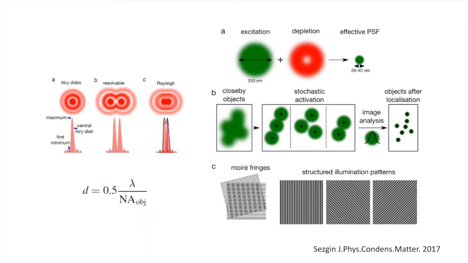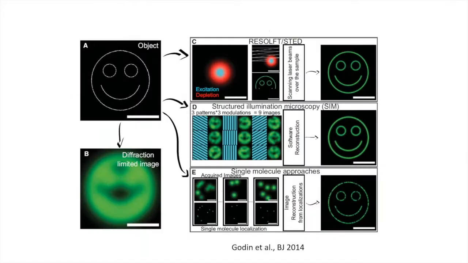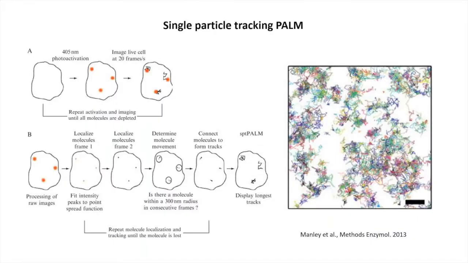PALM and STORM are essentially doing single molecule localizations and precise fitting to get the location of individual molecules excited or activated one at a time. And then structured illumination uses this structured illumination pattern where they rotate the grid and then get this high frequency moiré from which they get twofold improved resolution in 3 dimensions. This is just an example of how it's done.